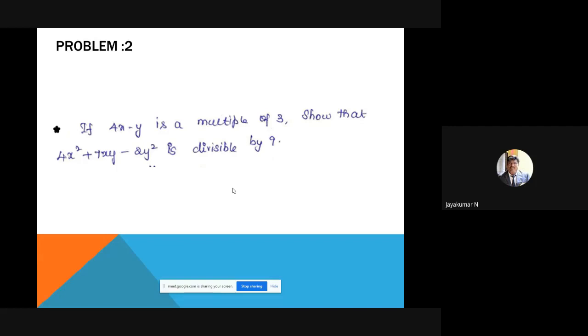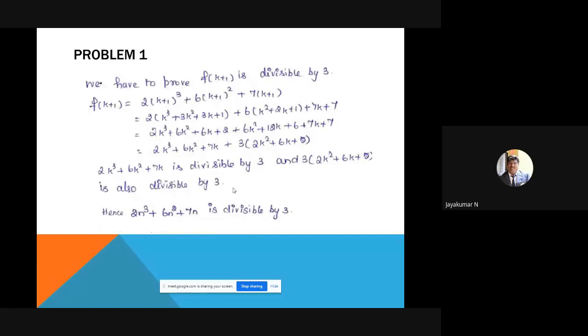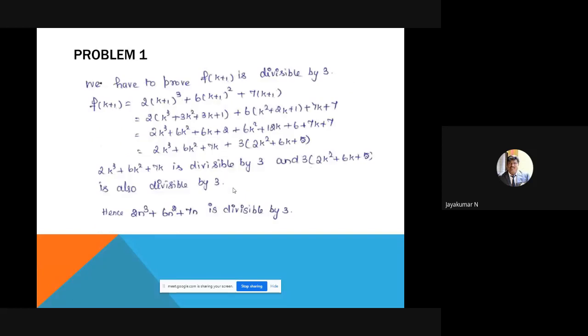How do you prove this? Anyone, please reply at least for this question. No need to put the result in the chat box. Please unmute and then reply. What's the difference between problem number 1 and problem number 2? Anyone find the difference? Please unmute your mic and reply. What is the major difference between problem 1 and problem 2?